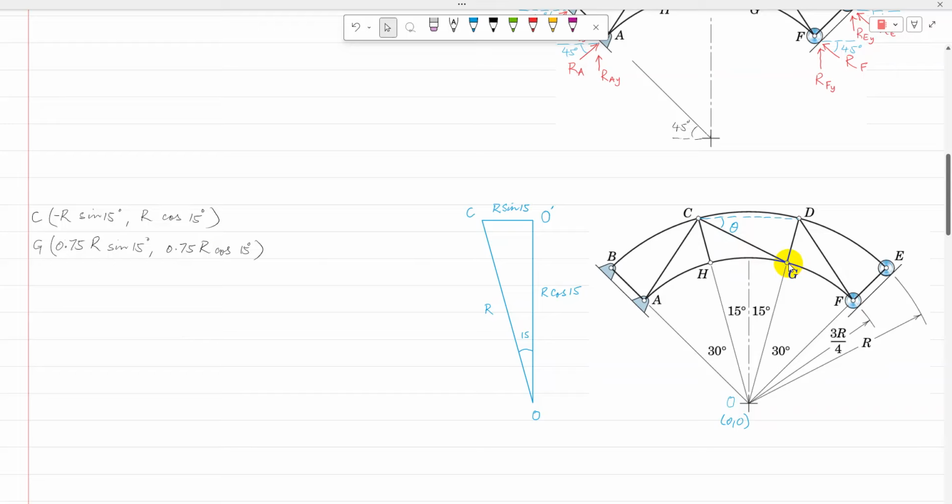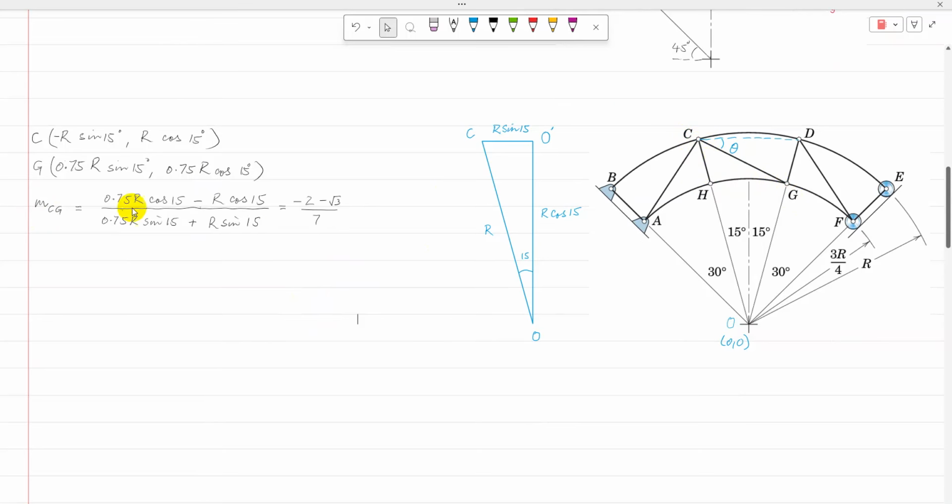So using basic geometry, the gradient is change in y over change in x. So the gradient m of CG is change in y over change in x, that is 0.75 R cosine 15 minus R cosine 15, over 0.75 R sine 15 minus R sine 15, so that will become plus. And then by taking R as a common factor and simplifying, it is minus (2 minus root 3) over 7.